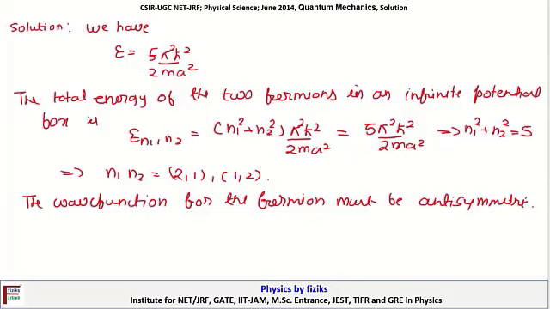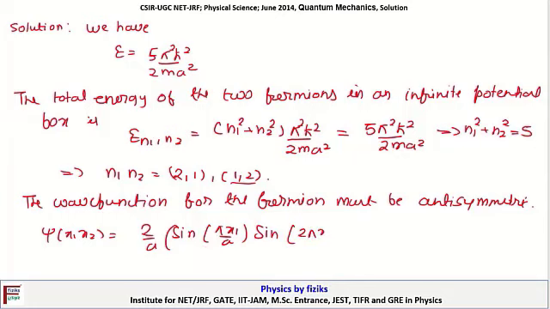So, out of these two, 2, 1 or 1, 2. If we look at the options, they are given in terms of 1, 2. So, our option would be psi x1, x2 equals 2 by a sine pi x1 by a sine 2 pi x2 by a minus sine 2 pi x1 by a sine pi x2 by a. So, this would be our wave function.